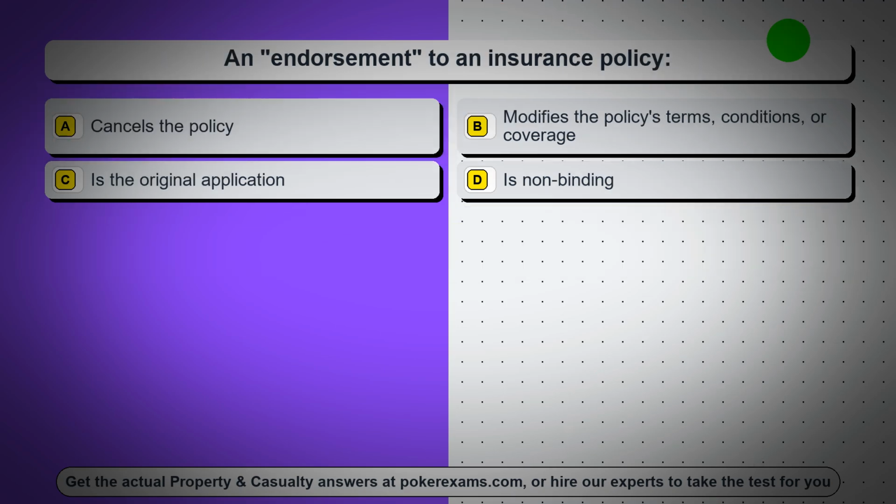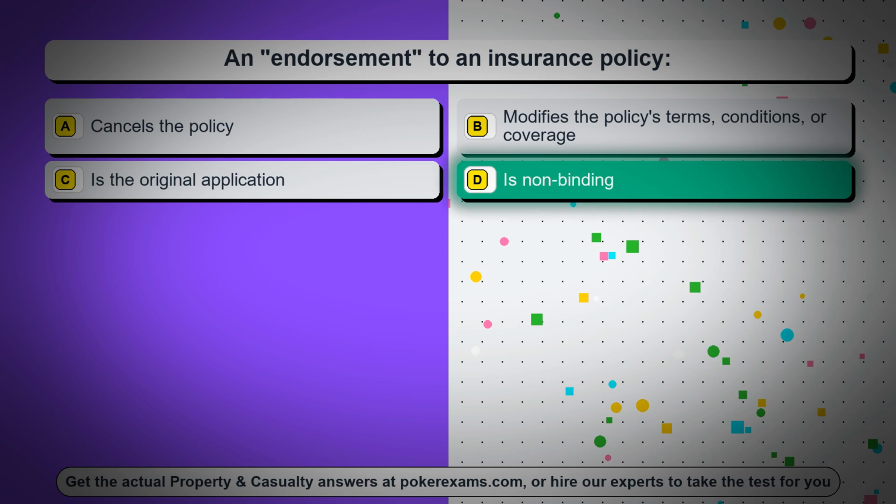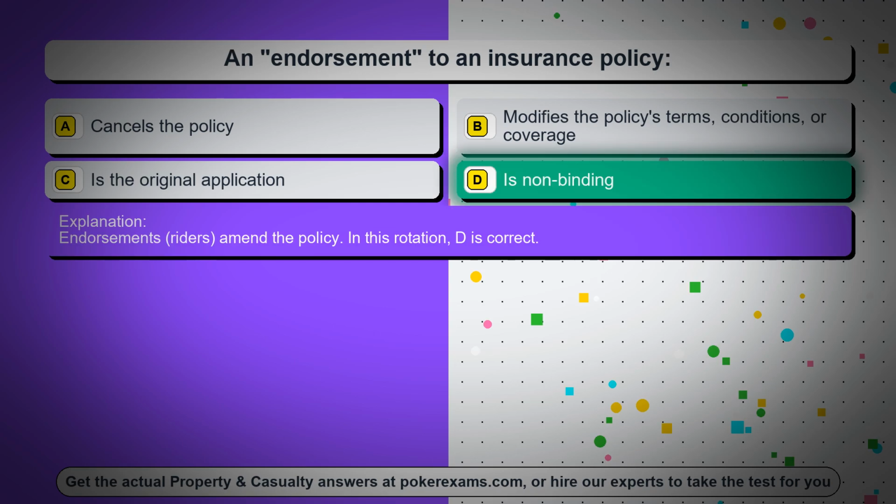Question 39. An endorsement to an insurance policy: Option A, cancels the policy. Option B, modifies the policy's terms, conditions, or coverage. Option C, is the original application. Option D, is non-binding. The correct answer is option D, is non-binding. Endorsements, riders, amend the policy. In this rotation, D is correct.